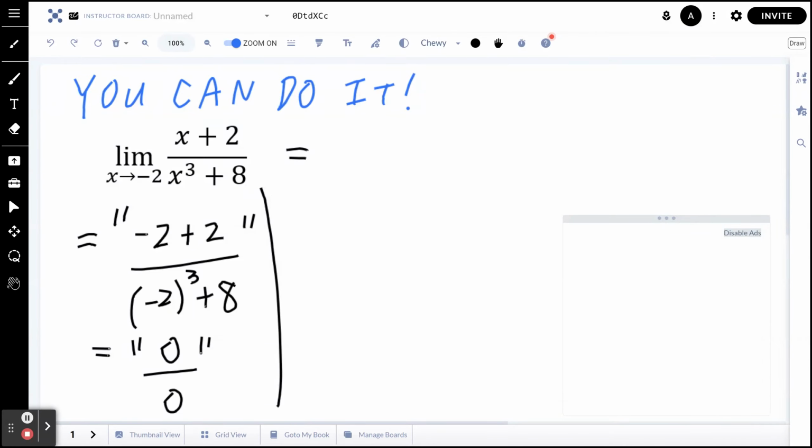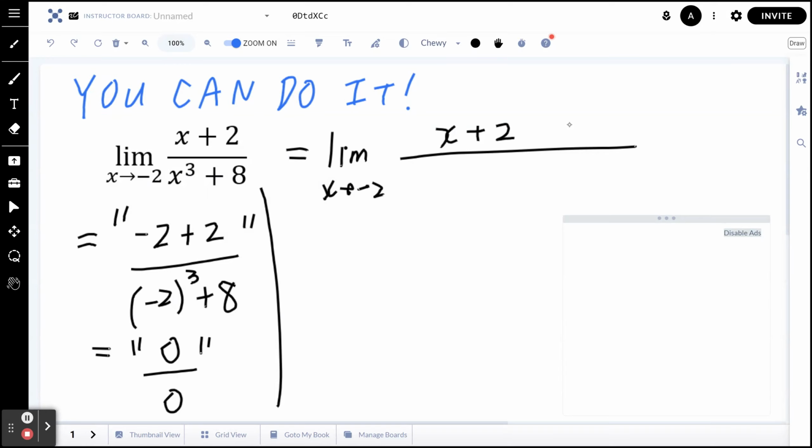I call step 2 factoring. I call step number 3 multiplying by the conjugate, or sometimes using the idea of difference of cubes, sum of cubes. It all depends on the question. So in this example, what I am going to show you is this. You do copy down the limit as x is approaching negative 2. You do copy down x plus 2.